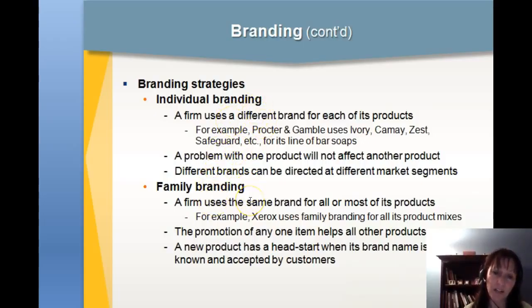But on the other hand, they don't reap the benefits of family branding, because with family branding, promoting any one item or product line helps all of the products. So there's something to be said for having everything branded under the same umbrella brand, sort of the opposite of what Procter & Gamble does. And neither approach is necessarily more or less correct. It's just what works best for a particular organization.